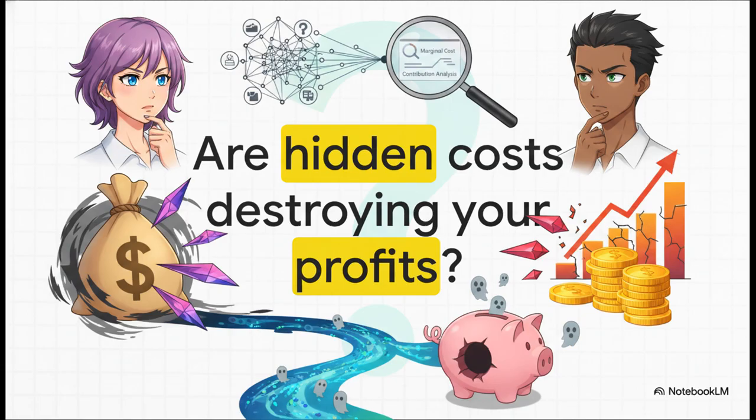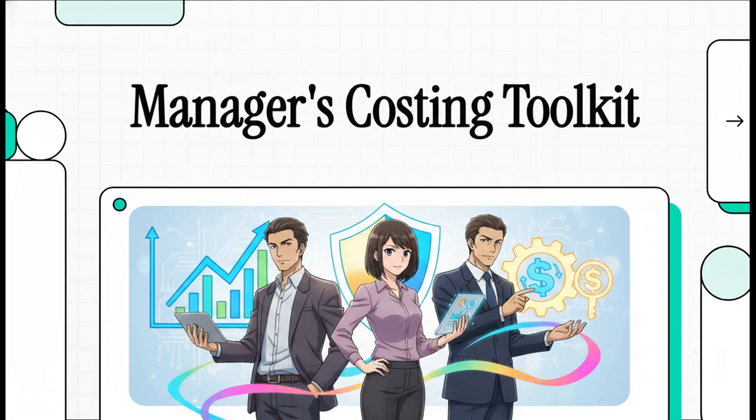Well, in this explainer, we're on a mission to unlock the absolute secrets of managerial decision-making. We're going to look at exactly what financial information you should be paying attention to and, honestly, what you absolutely need to ignore. Welcome to this explainer on marginal and absorption costing, the manager's toolkit.